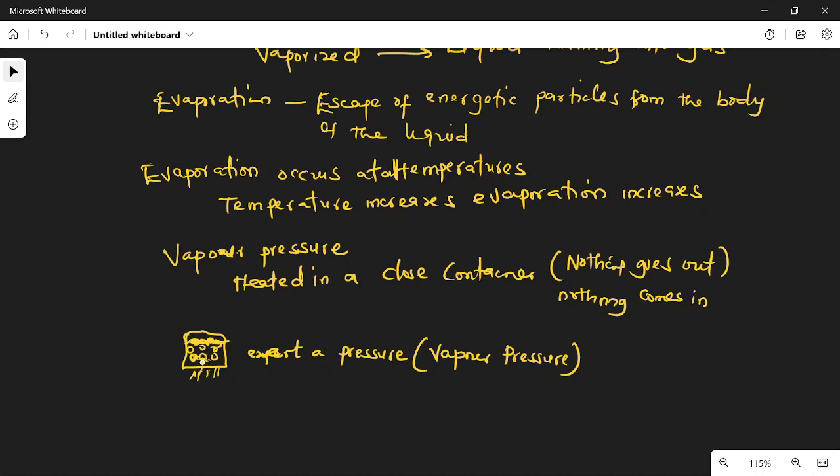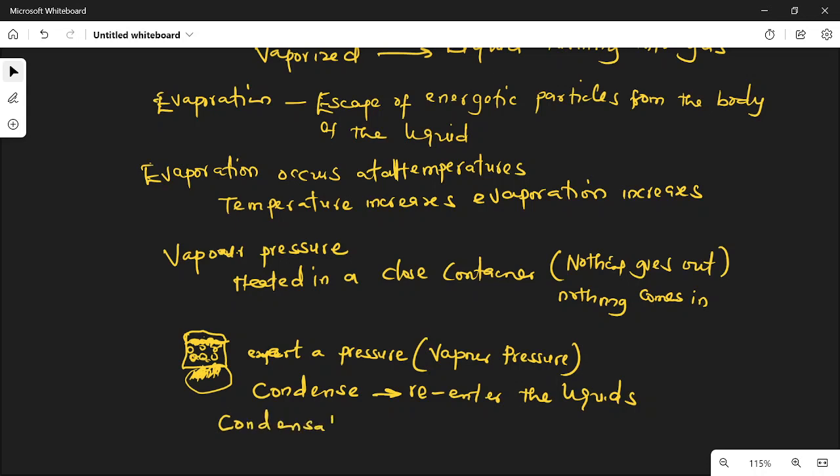So what happens if we now remove the heat that we were applying to this container? If we remove the heat, the vapor will re-enter the liquid, because at that point they are going to condense. They re-enter the liquid. Very important: when they re-enter the liquid, we say they have condensed.